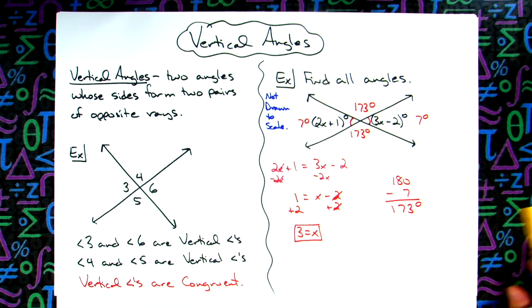So just one quick example there of how you can use vertical angles to find some missing angles in a diagram.